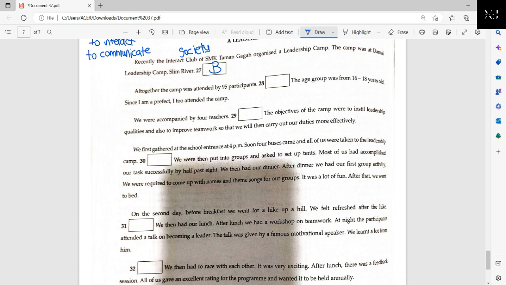The age group was from 16 to 18 years old. Oh, starting from Form 4 students. Since I'm a prefect, I too attended the camp. Okay, I hope that you all know what's a prefect. In your schools, you will have a group of prefects that have to look after you during recess, before school, after school, all those things. In Bahasa, it will be pengawas. So they give you information about the number of participants here.